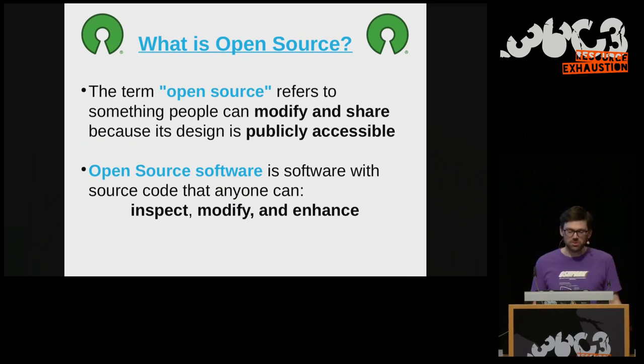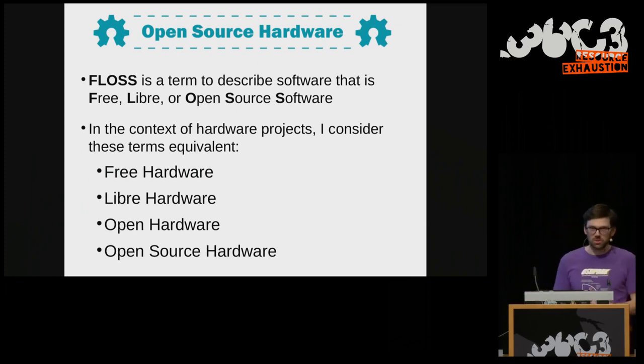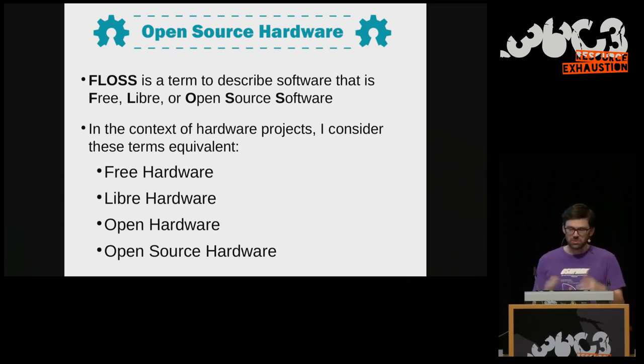Open source refers to something that you can modify and share because the design is publicly accessible. So with software, we're talking about being able to inspect, modify and enhance the source code. When we talk about open source, there are a couple of different terms that people use. They might use free or libre or open source, and those do have different philosophical backgrounds. For the purposes of this talk, I'm going to conflate those terms and just refer to it as open source hardware, though some people use the terms free hardware, libre hardware, open hardware. I'm just going to be using the term open source hardware for this talk.